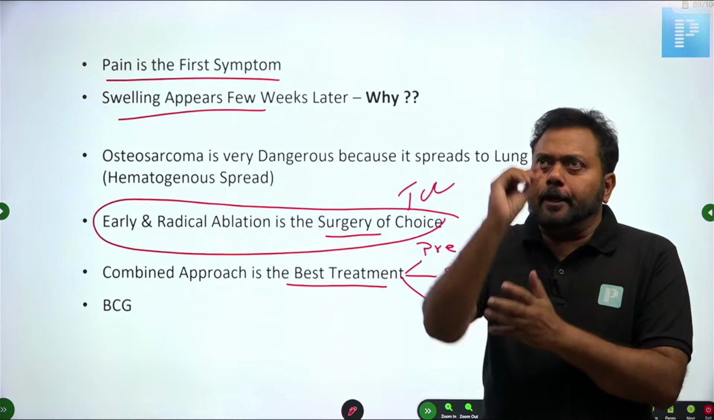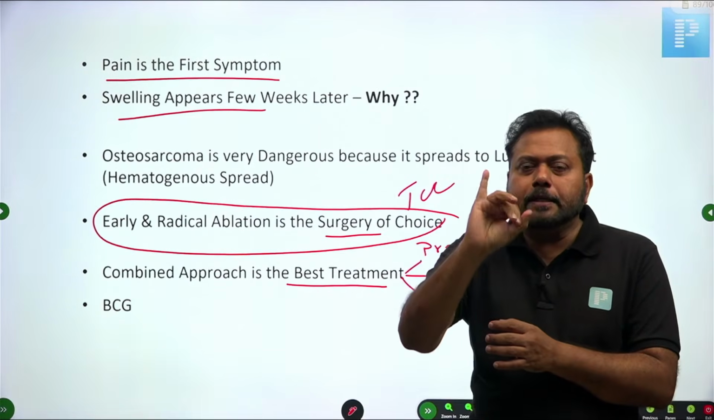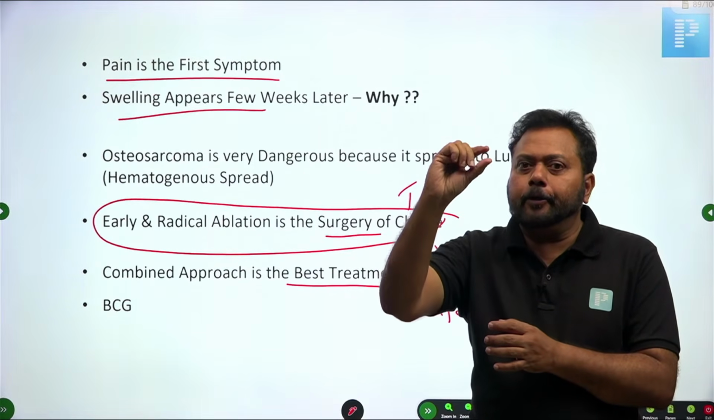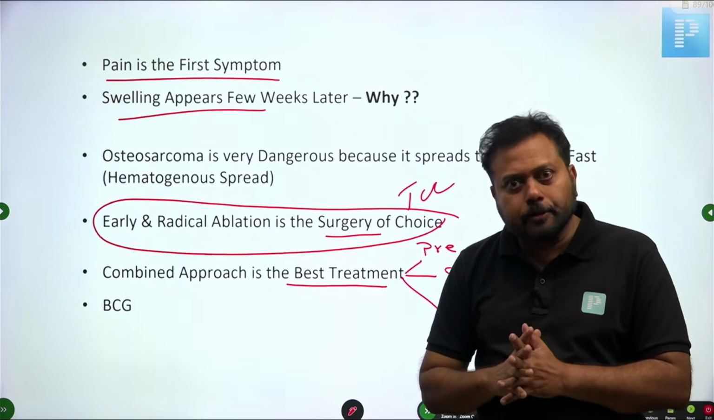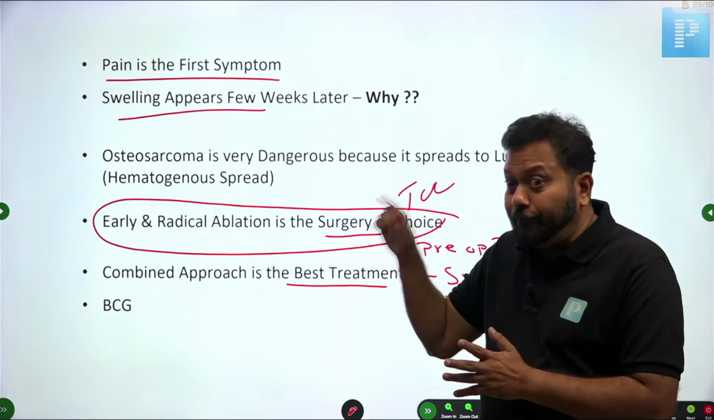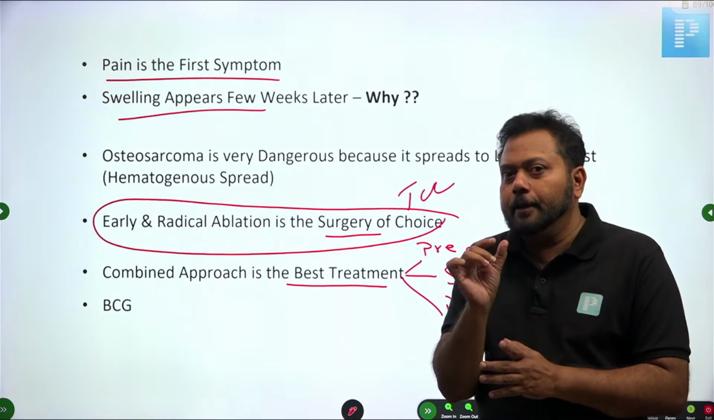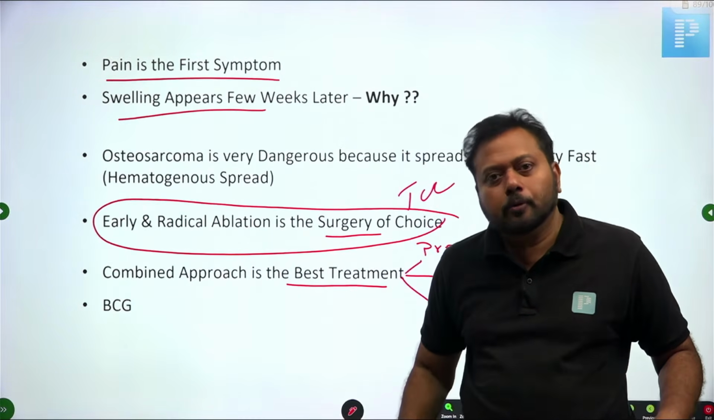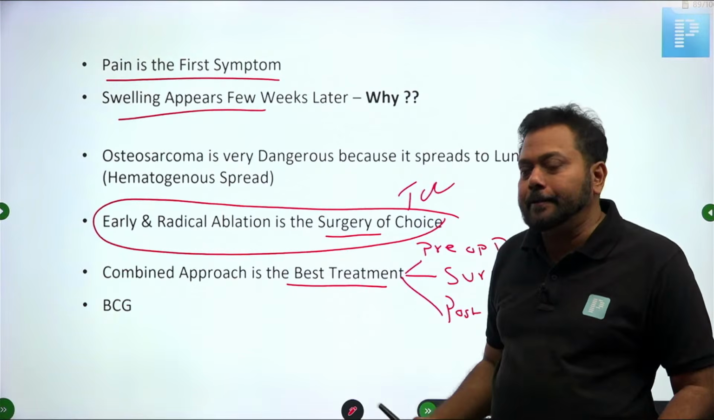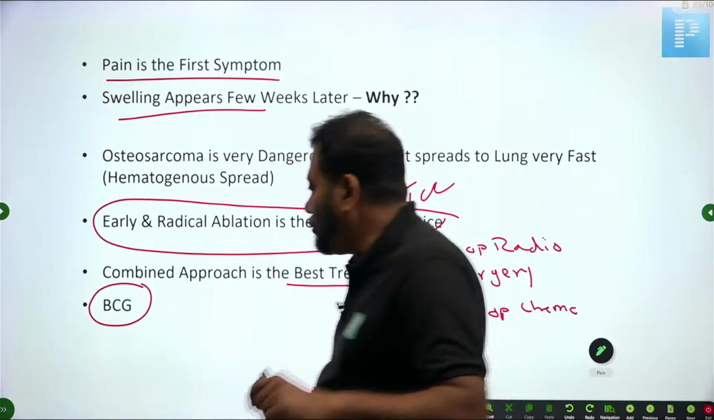If they ask a question, best treatment for osteogenic sarcoma, with single options, chemotherapy, radiotherapy, surgery, you should go for surgery. Best option is surgery. If in the choices they use the word combined treatment, then that is a better option than surgery alone, to prevent recurrence. And BCG vaccination improves the immune status.